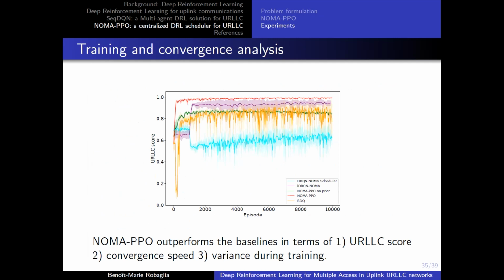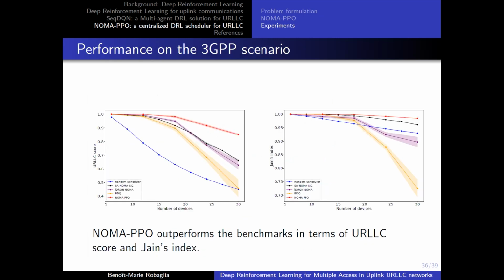Quickly going through the results to conclude. Here I show the training of the algorithm, the URLLC score as a function of the episode, with different baselines, which are traditional reinforcement learning baselines. You can see that our algorithm, in red, converges much faster than the others and to a better optimum. And it also has the smallest variance.